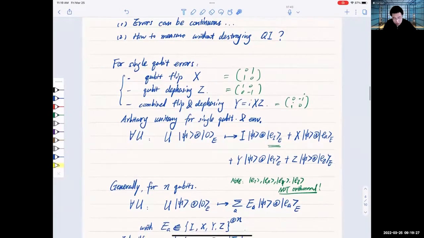So this is the simple model for single qubits. Now let's consider n qubits. You can generalize by writing down the general Pauli matrices for n qubits. Generally, if you have n qubits, each qubit may have 1 out of 4 choices. So for n qubits altogether, you have 4 to the n choices for the errors.